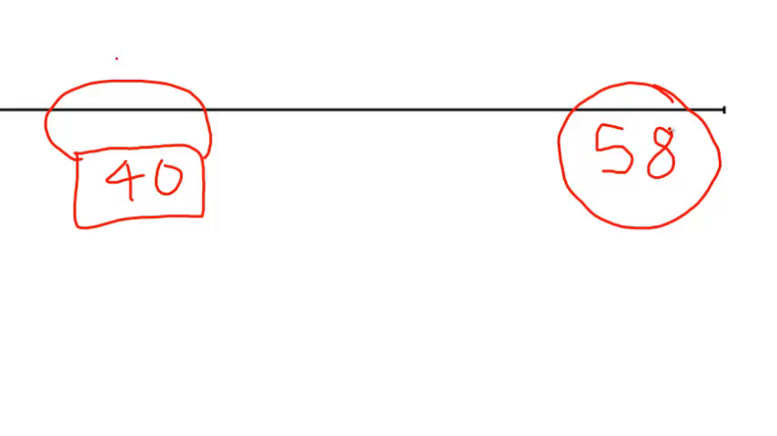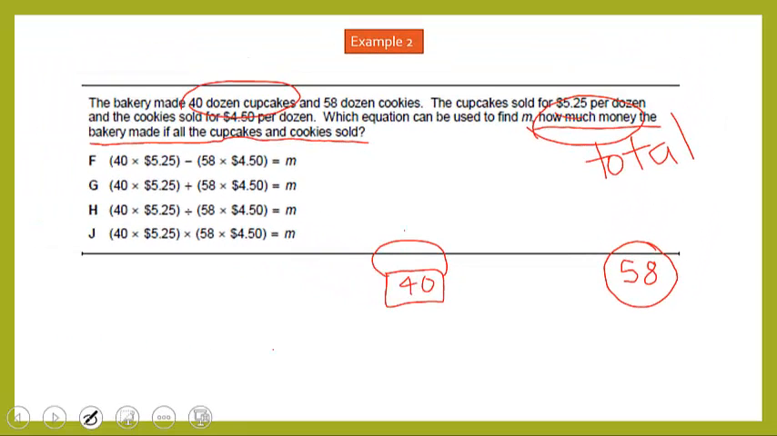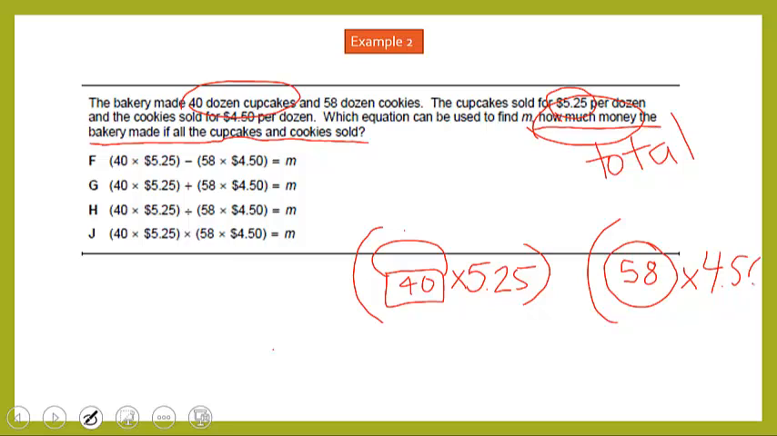I know that cupcakes each cost $5.25. So remember, if a dozen cupcakes cost the same amount every single time you're repeating addition, so I get to multiply times $5.25. But remember, this is one part of your story. That's chapter 1. I sold the cupcakes. Now I've got to work on the cookies. Here's the cookies. I had 58 of them, 58 dozen, and each dozen cost $4.50. So that's another chapter.